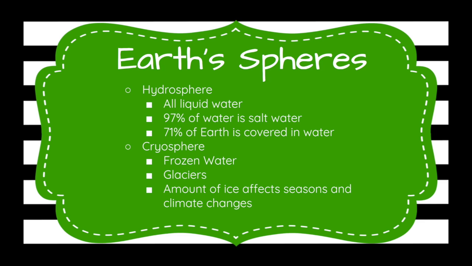The cryosphere is just frozen water, not in a liquid form, not in a gaseous state, but in a frozen state. These are often known as glaciers, which are big chunks of ice. Amount of ice is going to affect our seasons and our climate changes. With more ice, we're looking at a colder climate. With less ice, we're looking at a warmer climate. So ice definitely impacts how our climate is here and how our seasons change.